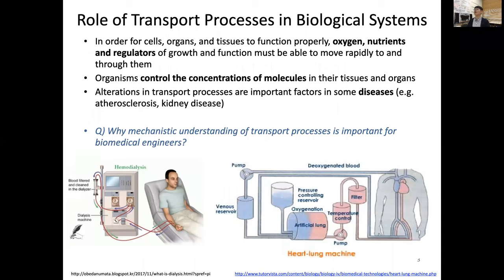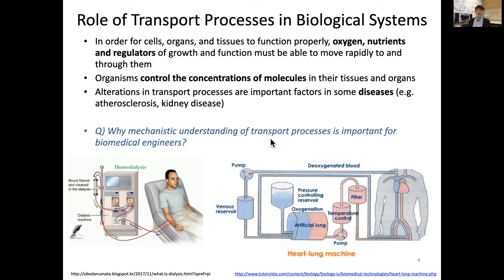So let's first think about the role of transport processes in our biological system. For cells, organs, and tissue to function properly, we know that oxygen, nutrients, and regulators of growth and function must be moved rapidly to and through them, so that the organism controls these concentrations of molecules in our tissues and our organs. And changes in these transport processes are important factors in many diseases, such as atherosclerosis and kidney diseases. So why is a mechanical or engineering understanding of these transport processes important for our biomedical engineers?